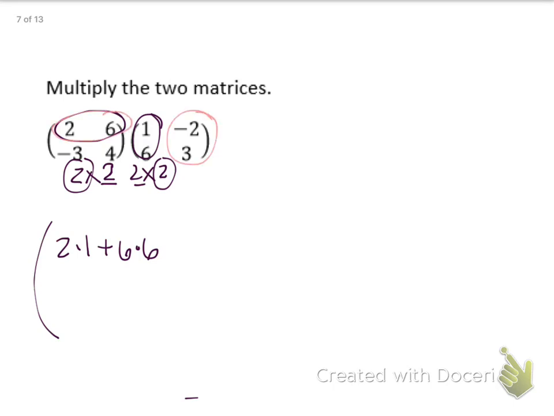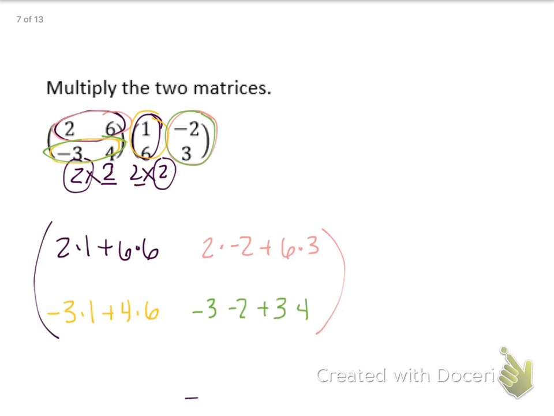Stick with the same row. Go to the next column. 2 times negative 2 plus 6 times 3. Now I'm going to switch rows and columns. So I switch rows in my matrices. So negative 3 times 1 plus 4 times 6, row, column, negative 3 times negative 2, plus 3 times 4.